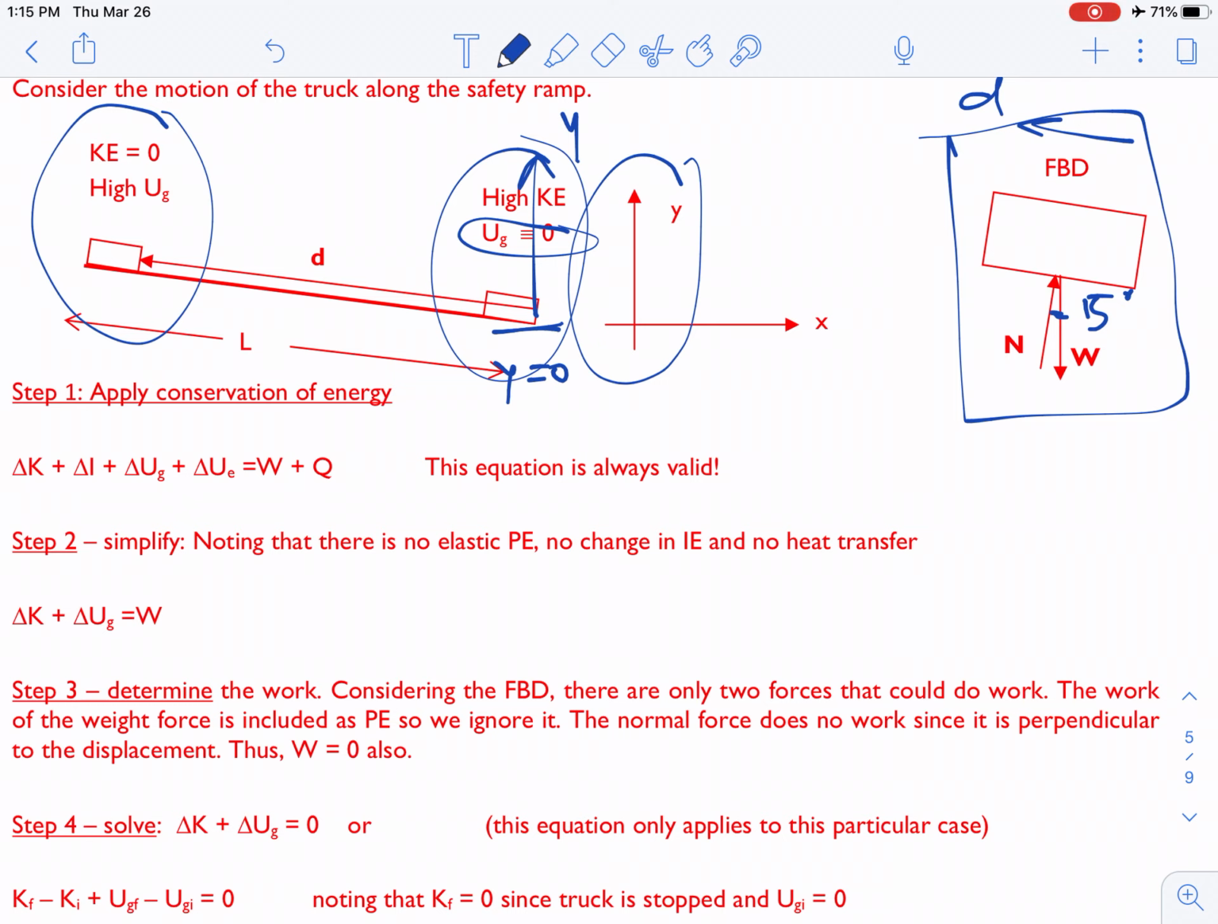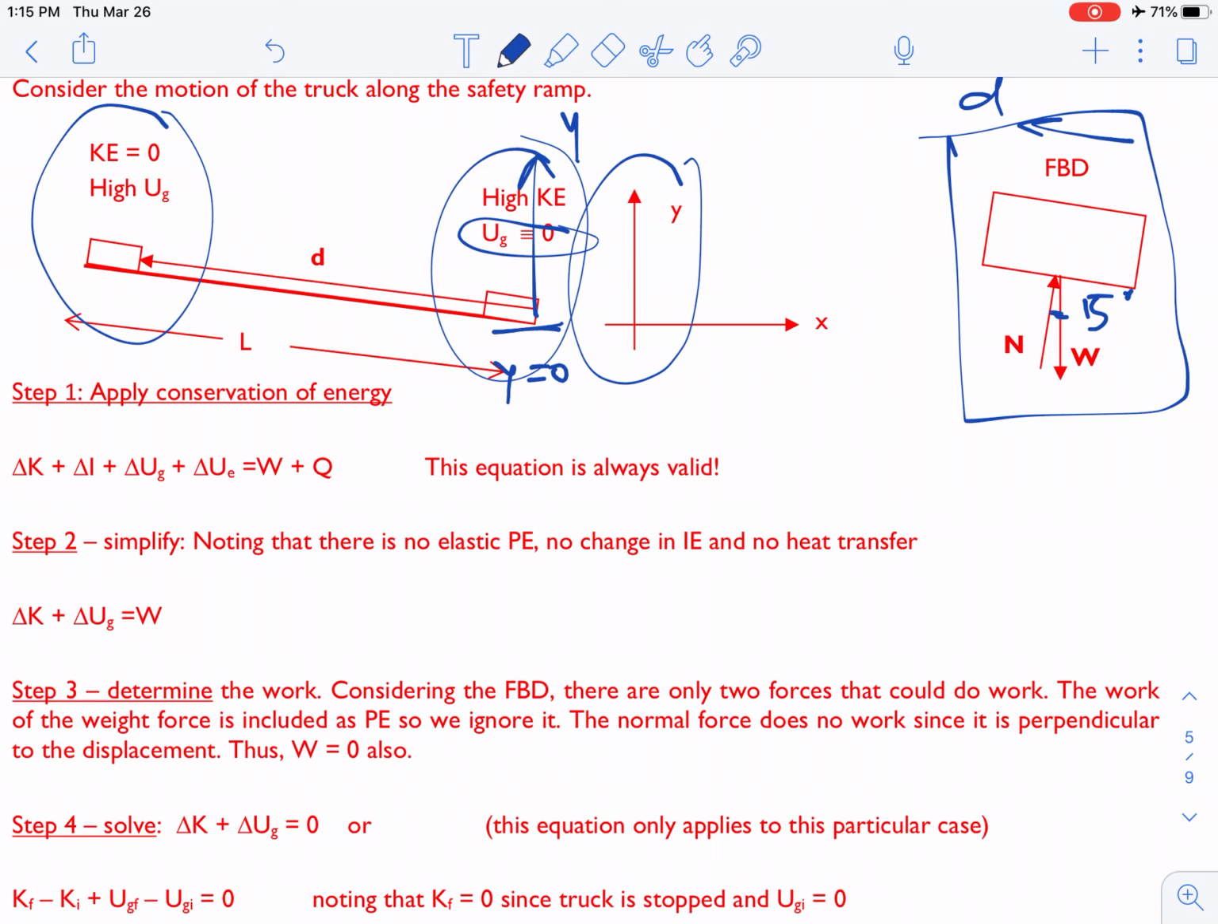There will be work done by the weight force. And since the angle between D and W is larger than 90 degrees, we can also see that the work is negative. The weight force is doing negative work. But it's a question of, do we want to keep it as the work term or the potential energy? So we're going to discuss that.